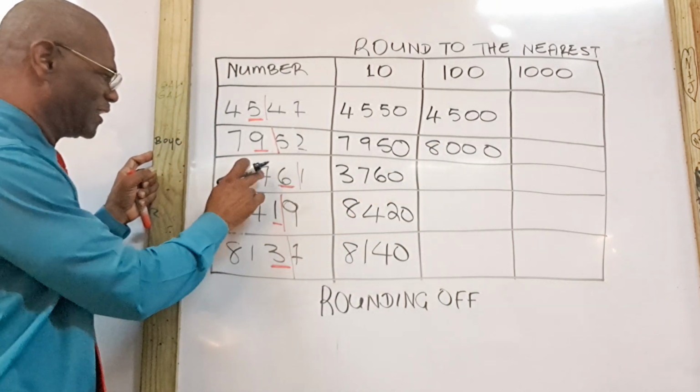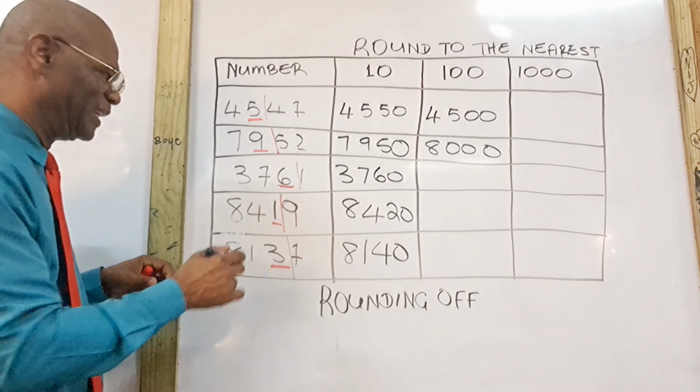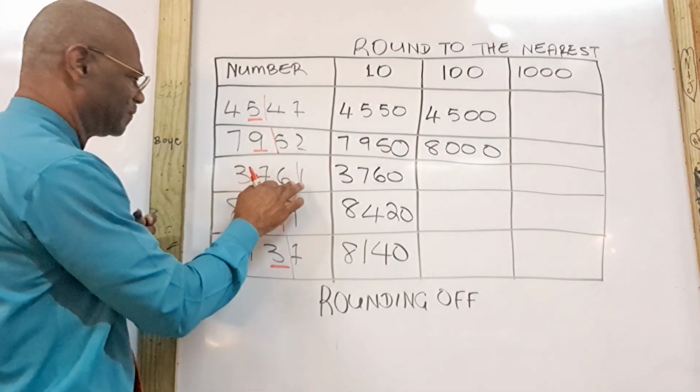Alright? Now let's go to the other one. Now what digit is in the hundreds place? It is 7. Right? So 7.